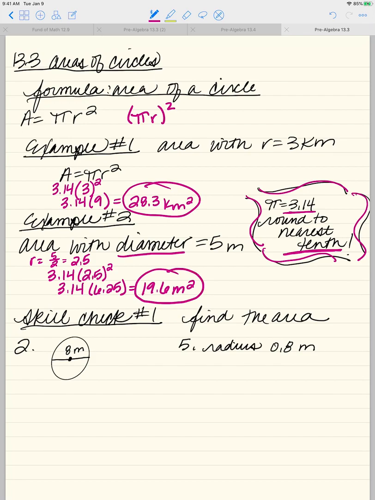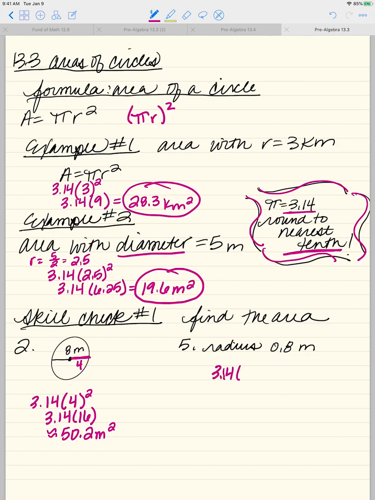All right, skill check number 1. I'm just going to do number 2 and number 5. Okay, so number 2, you have a circle with a diameter of 8 meters. Okay, 8 divided by 2 is 4. Okay, 3.14 times 4 squared, not 8 squared, because we only need the radius, and the radius would be 4. Okay, 3.14 times 16. Okay, so 3.14 times 16 is approximately 50.2 meters squared. Okay, and then we have number 5, a circle with a radius of 0.8 or 8/10 of a meter.